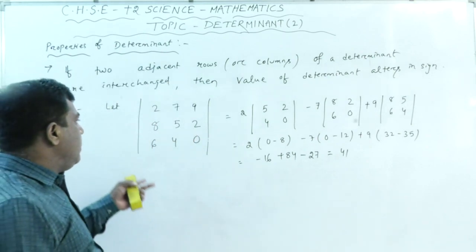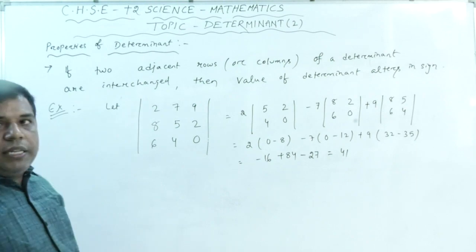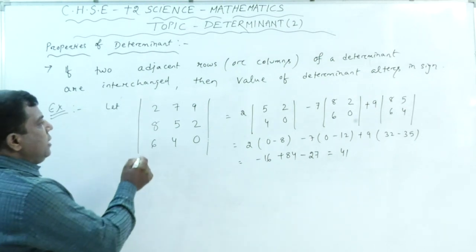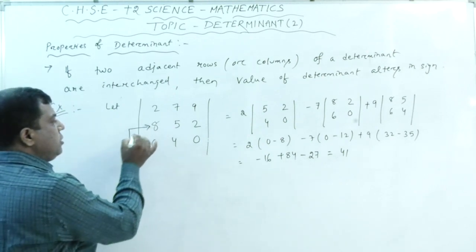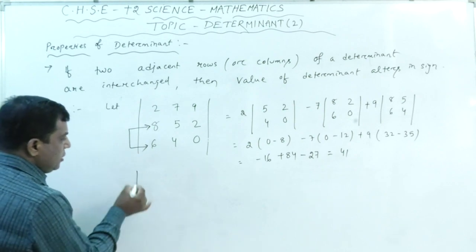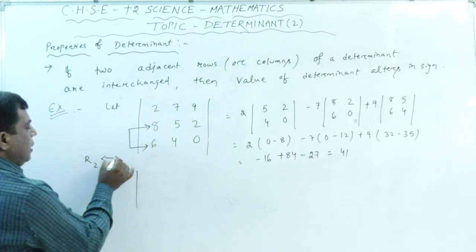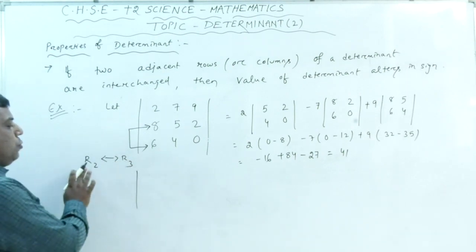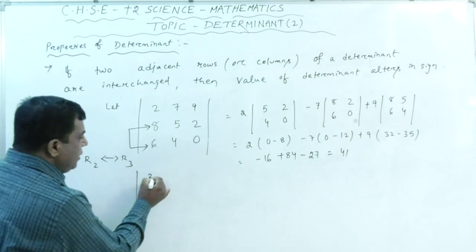Now if we change any two, you have to see it has 3 rows and 3 columns. Let us interchange the second row and the third row. Then you can find the determinant in this new form. So changing R2 and R3, interchange of row 2 and row 3. So if I interchange, then the new format is like this.